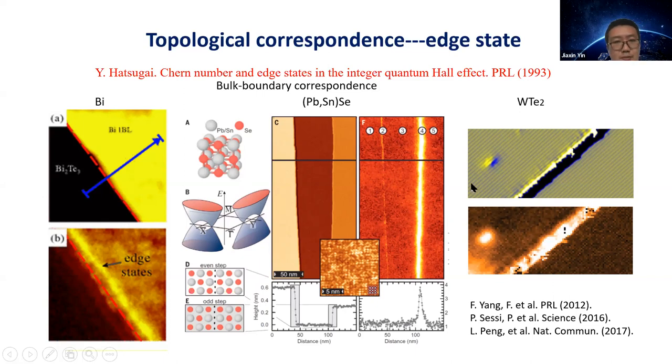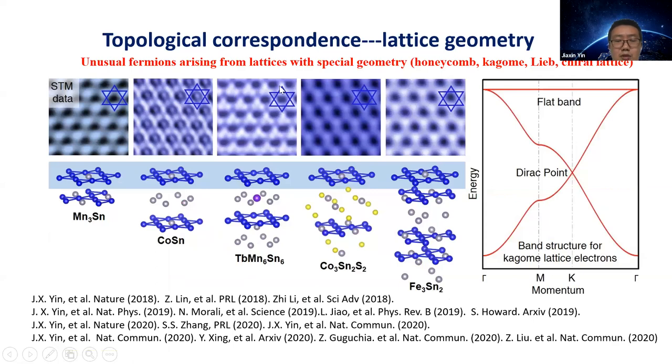And another correspondence recently appreciated is unusual lattice geometry. From the tight-binding model point of view, people start to realize that unusual fermions can naturally arise from these unusual lattices with special geometry. For example, the honeycomb lattice, and the well-known example is graphene. It has a Dirac fermion. And recently, we have some effort on the kagome lattice, and people also find unusual fermions in the Lieb lattice and other Kagome-like lattice systems.